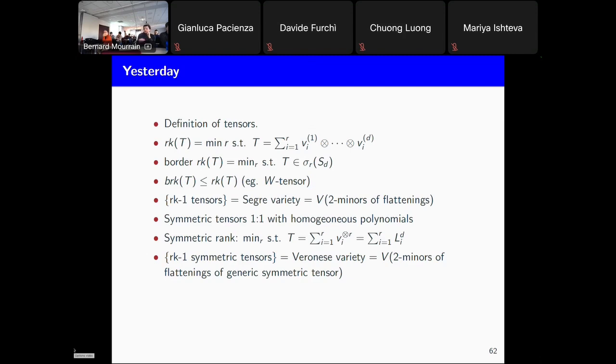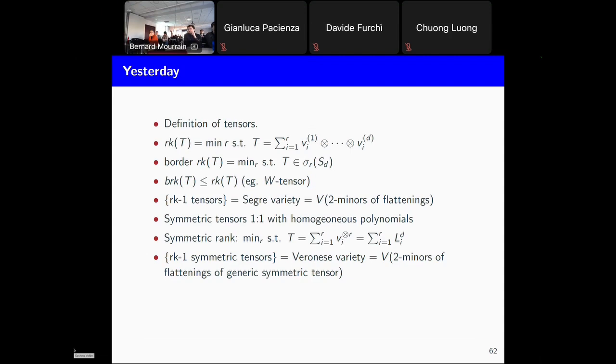And then we've seen that we can define the Segre variety, namely the variety of rank one tensors, by taking all the 2 by 2 minors of all flattenings. By flattening, I mean that I can flatten my tensor in all possible directions, and I can make a partition in 2 subsets of the whole string of indices of my tensor. For any of these partitions, I get a linear map, and the 2 by 2 minors of all these linear maps define ideal-theoretically the Segre variety.